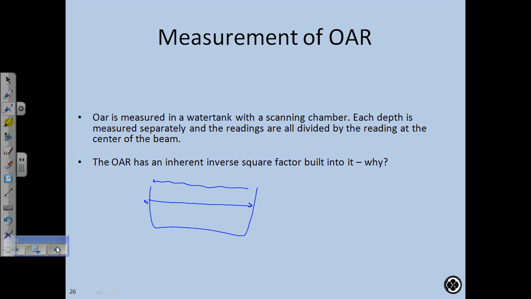Why? Well, let's see what that means. Here's the beam. Here's the water tank. Here's central axis. Okay, and here's our point of interest. So OAR is defined as the dose at this point divided by the dose at Dmax. If you notice, this point is further away from the beam than this point is. So when you're doing these problems, you might say, well, I have an off-axis point here. Oh, it's further away, I have to apply an inverse square factor. You don't. It's already built into the OAR because of the way that we measure it. Because we measure OAR by taking this measurement divided by this measurement. So the inverse square is already there. You understand why, because it's further, right? Because it's the hypotenuse of the triangle. The hypotenuse is longer than that.